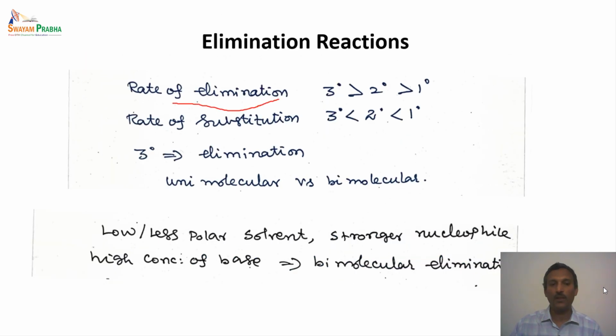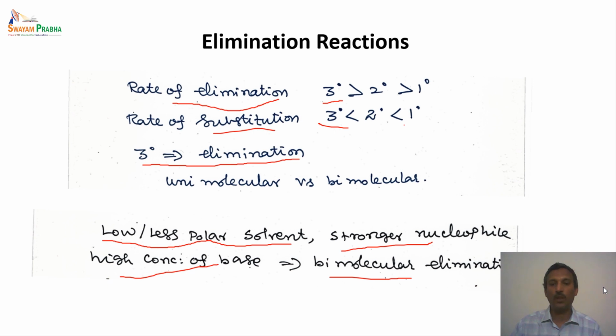So the rate of elimination is basically tertiary undergoes elimination much faster compared to primary. In substitution, primary undergoes reaction faster than the tertiary. For the tertiary, elimination is always preferred. So in this particular case, a low or less polar solvent and a stronger nucleophile or high concentration of the base favors bimolecular elimination.